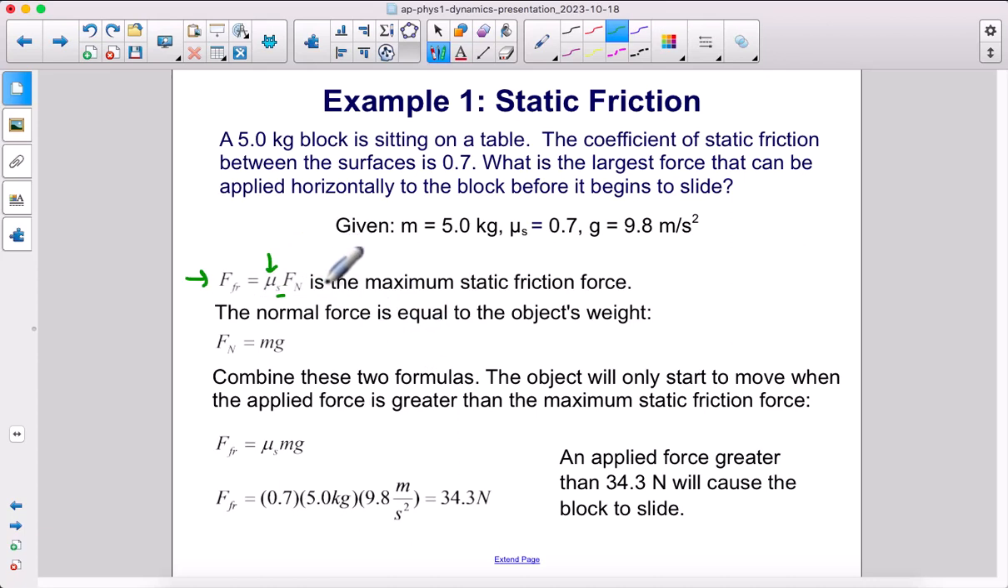The normal force is equal to the object's weight since we're just on a horizontal surface. Combine those two formulas. The object will only start to move when the applied force is greater than the maximum static friction force. So the maximum static friction force is 34.3 newtons. An applied force greater than this will cause the block to slide.